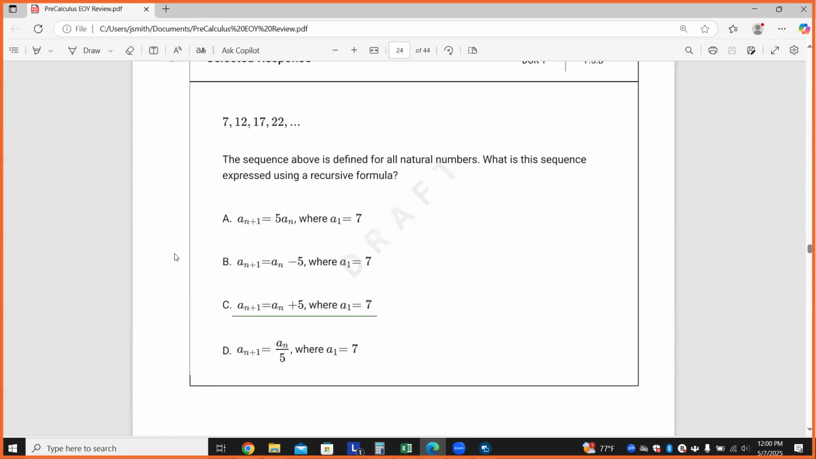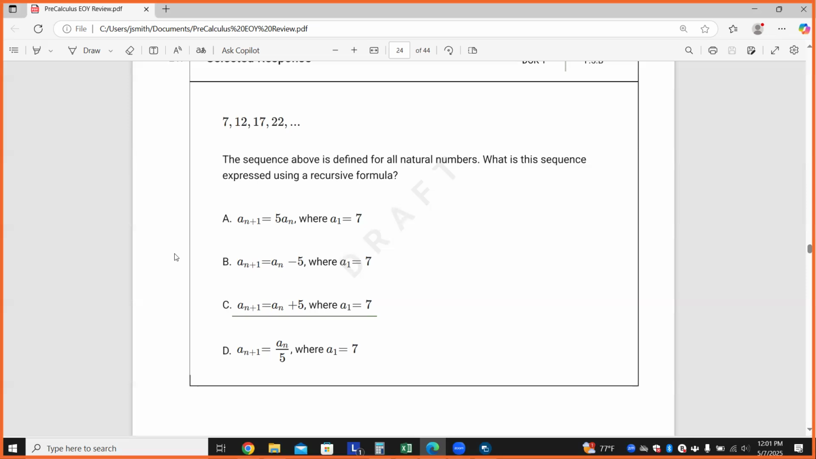We have a recursive formula, and then I can't remember the name of the other one. But the other one helps us define any number in the sequence. Recursive just helps you find the next one. So basically what you're doing here is you don't even care if it's arithmetic or geometric, you're just trying to figure out which one of these would give me the next number.